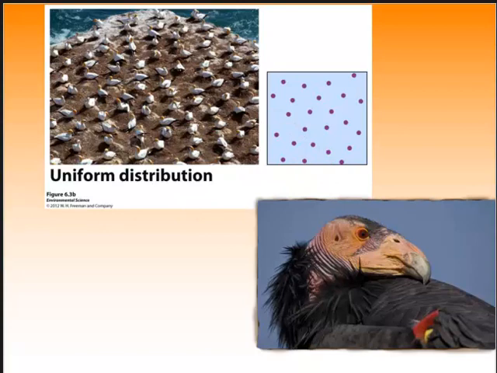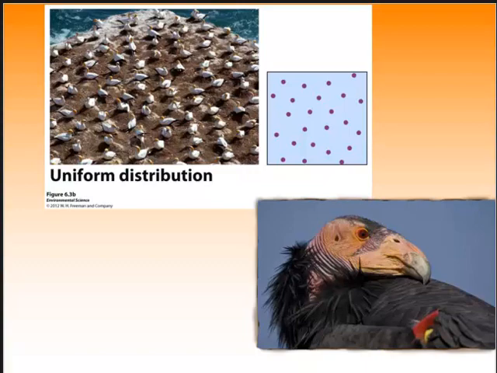So ecologists need to know about this condor, because the condor's distribution patterns will help us help it survive when we introduce it back into the wild. This is a threatened animal. A little more about the condor also is that it's a K-selected species.